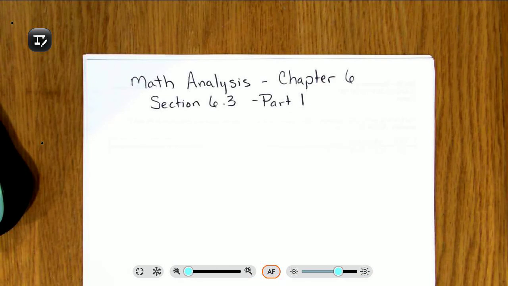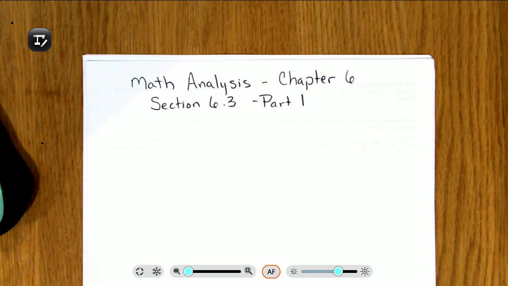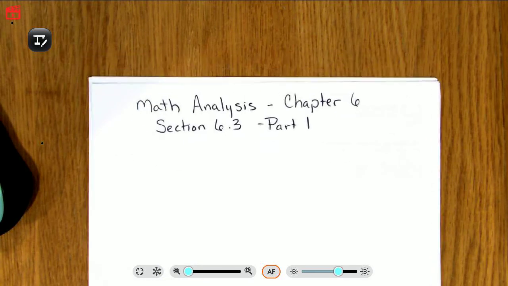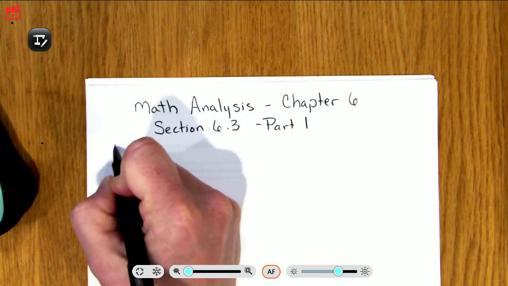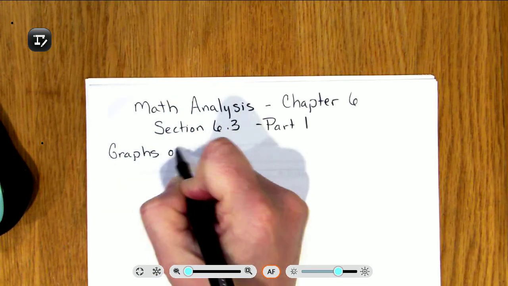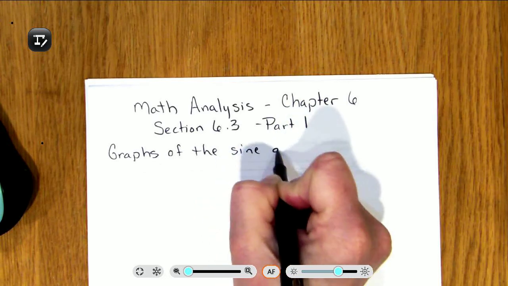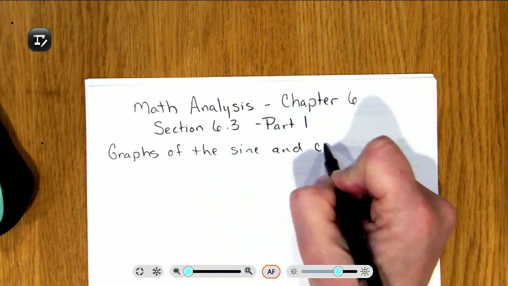We had done sections 1 and 2, which was on the unit circle. I will be bringing some of that back to remind you of everything. And we're going to start in section 6.3. I'm going to title this one Part 1 because I'm going to break it up into pieces to make it easier. And we're going to be looking at graphing the sine and cosine functions.